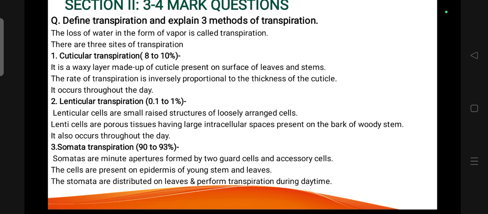In lenticular transpiration, 0.1 to 1%. Lenticels are small, raised structures of loosely arranged cells. Lenticels are porous tissue having large intercellular spaces present on the bark of woody stem. It occurs throughout the day. In stomatal transpiration, 90 to 93%. Stomata are minute apertures formed by two guard cells and accessory cells. The cells are present on epidermis of young stem and leaves. The stomata are distributed on leaves and perform transpiration during daytime.